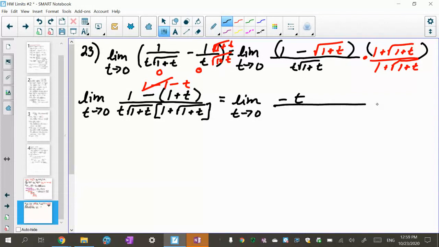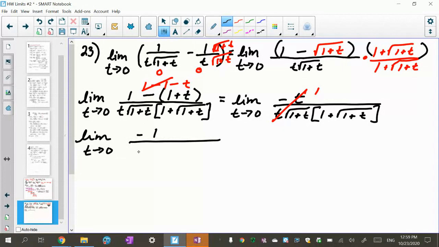all over t radical 1 plus t times 1 plus radical 1 plus t. Isn't this so pretty? Then I say factor, factor, factor. I can cancel these and make a negative 1 at the top. So now I have the limit. Notice I keep writing limit because I haven't plugged anything in yet. I'm just trying to use algebra so I can plug a 0 in.